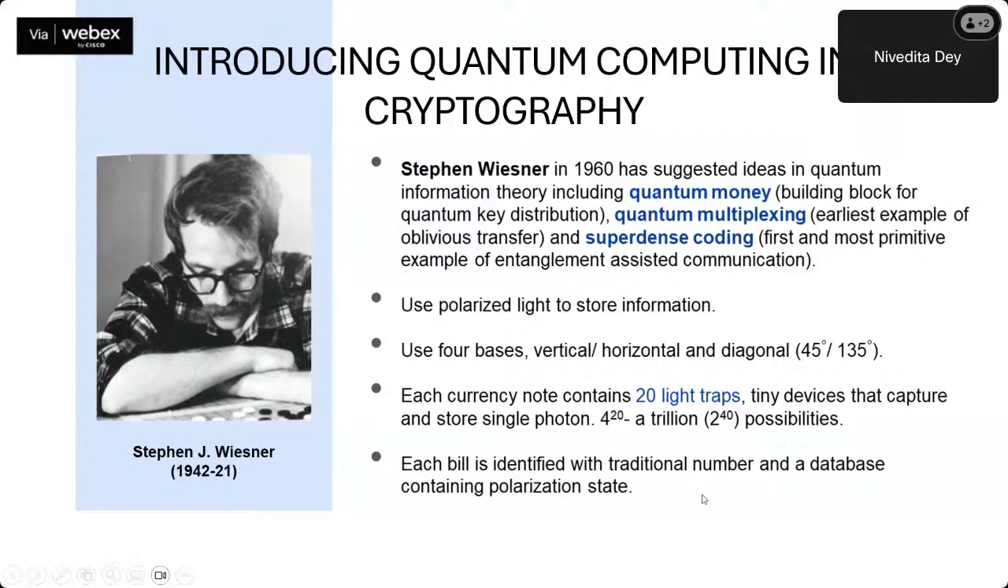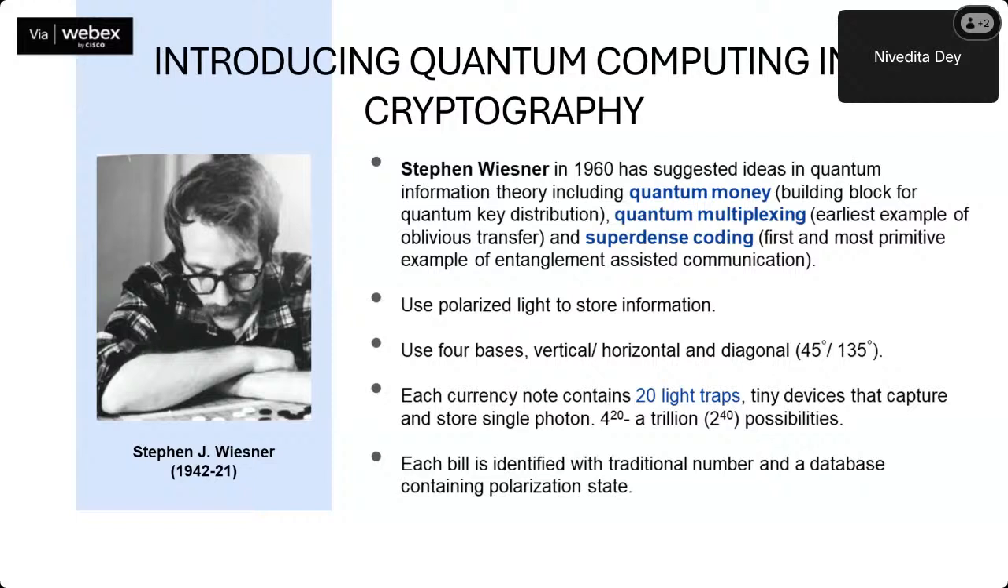Thank you. So, introducing quantum computing in cryptography, it is by Stephen Wiesner. In 1960, he suggested ideas in quantum information theory, including quantum money, which is a building block for QKD, quantum multiplexing, the earliest example of oblivious transfer, and superdense coding, the first and most primitive example of entanglement assisted communication. So, what is quantum money?